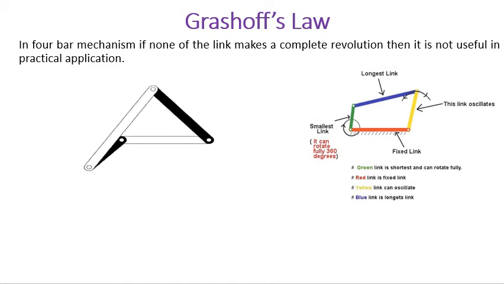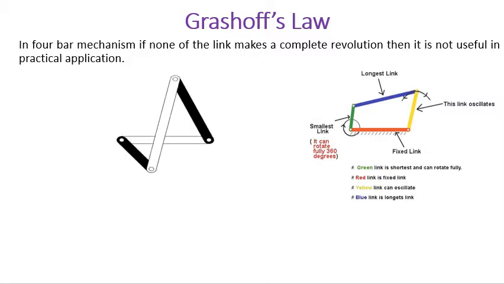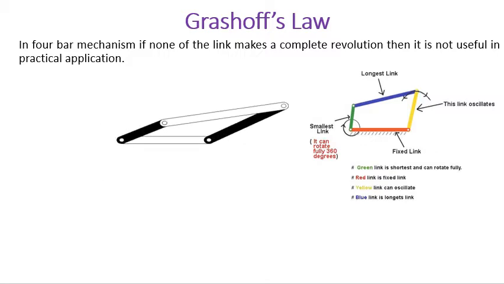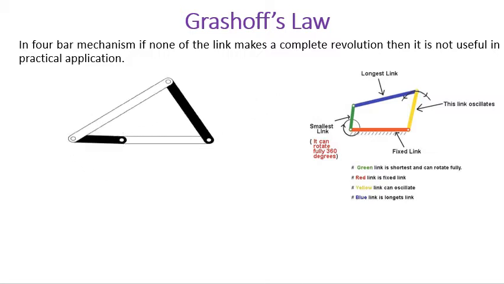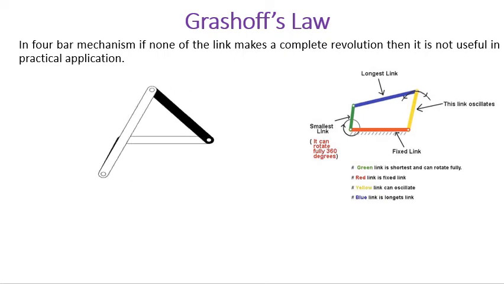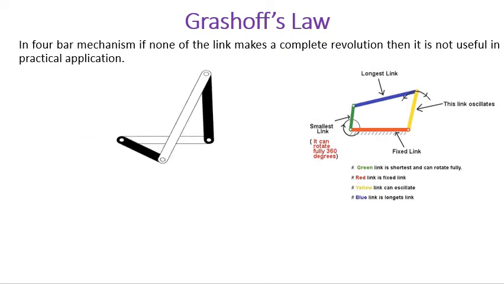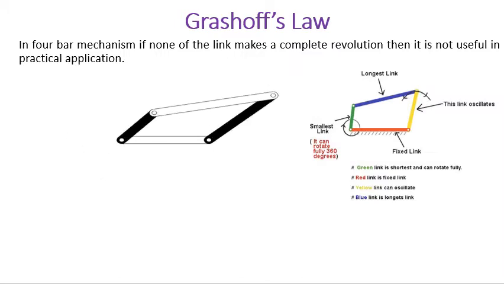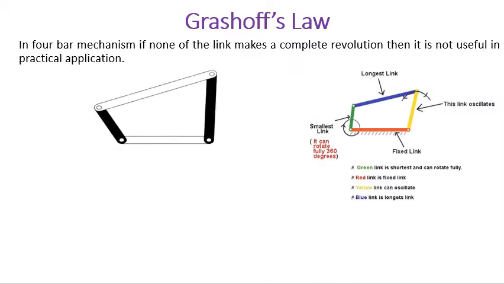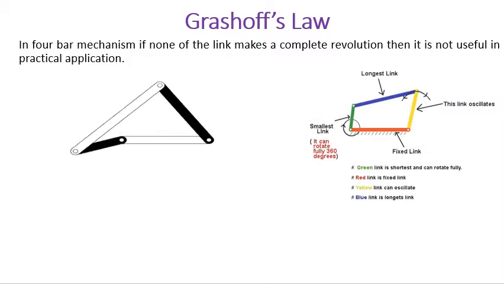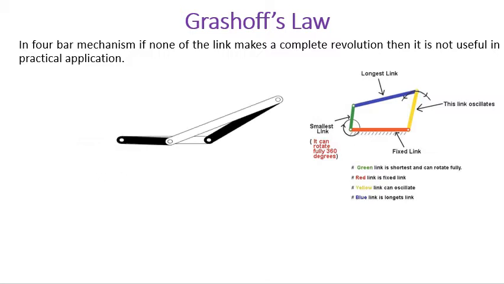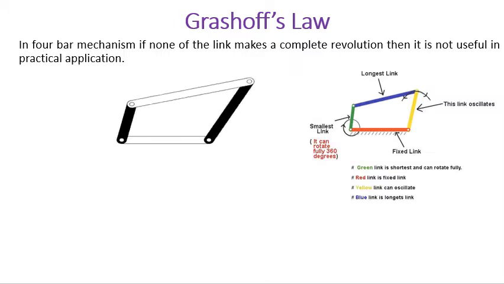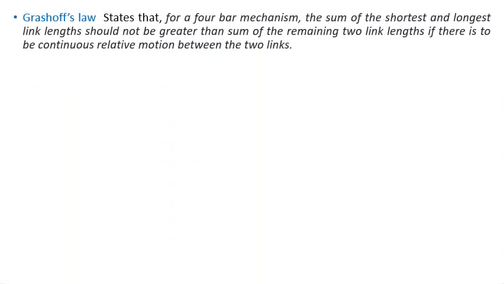Okay, so in this 4-bar kinematic chain, this one is the smallest link, which is the crank. Okay, so this is the fixed link, whereas this is the largest link, we call it as a connecting rod. Okay, so the largest link is the connecting rod, whereas the smallest link is the crank, and this is called the rocker or oscillator. So these are the 4 links. Now let us see what is the statement of Grashoff's law.